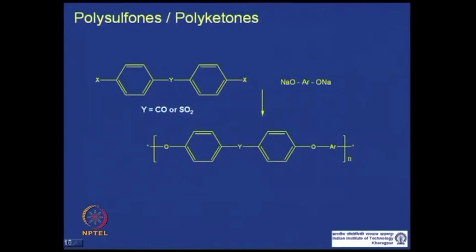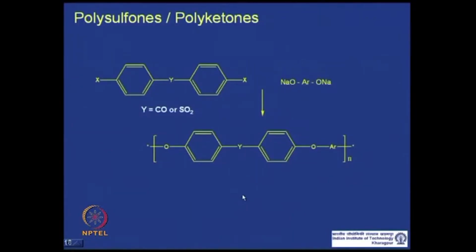Next set of polymers we go to is polysulfones and polyketones. The generic structure is this, it is similar to the bisphenol A structure we showed for polycarbonate. But in this case X is halide instead of OH, and Y is either a carbonyl or an SO2 group. Now, typically these aromatic halides are not very reactive towards a nucleophilic substitution reaction, but because you have a strong electron withdrawing group present here, CO or SO2, this becomes more reactive towards nucleophilic substitution. So, you can carry out the reaction with the salt of phenolate ion, and you can make polymers like this.